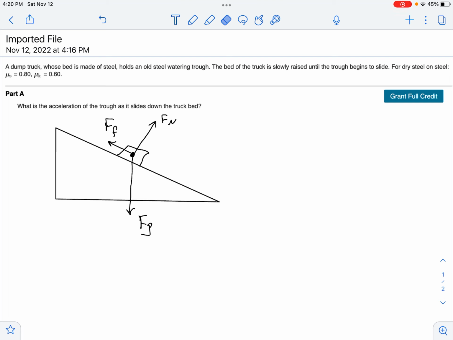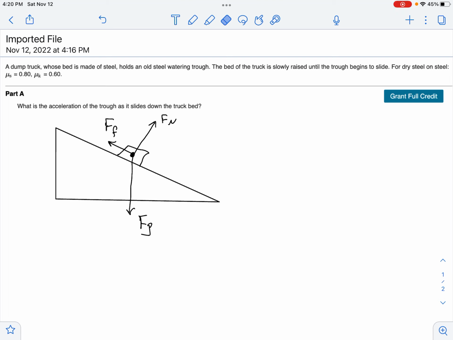You can see I've already got my force diagram drawn. I drew a triangle. Obviously, it's a bed of a truck, but a ramp is a ramp, so it really doesn't matter. We've got our force of gravity downward, our normal force perpendicular to the surface, and our force of friction moving up.